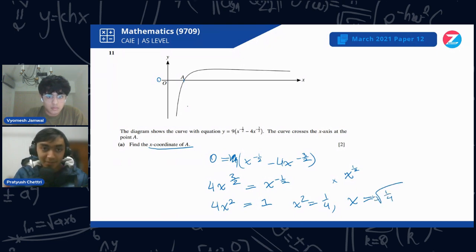It says plus or minus, but since I know it's on the positive side of the x-axis, I'm just going to put x is equal to a half. I think you might have made a mistake. When you flipped the 4x to the power negative 3 upon 2, you changed the negative 3. Oh, well, my bad. Yeah, right.